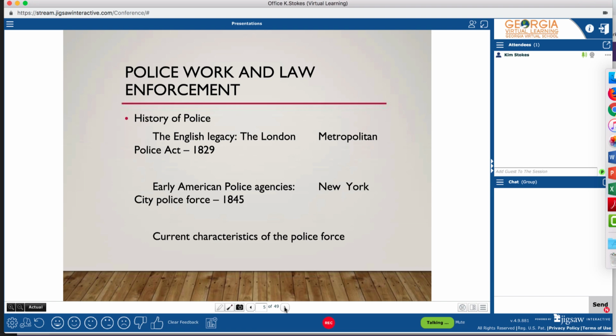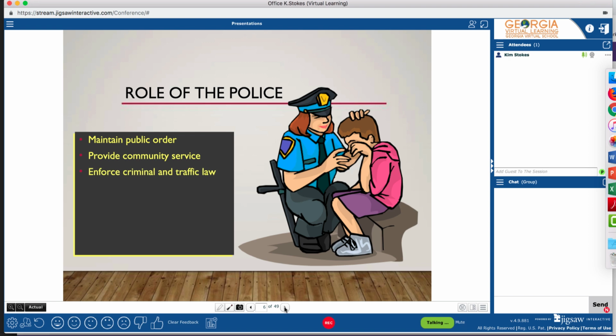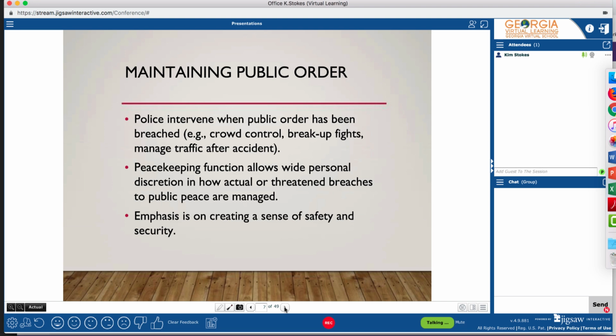So the characteristics of a police force. Well, the role of the police is to maintain order, provide community service, and enforce criminal and traffic law. When maintaining public order, the police intervene when this public order has been breached through crowd control. They can break up fights, protests, manage a traffic accident, manage the traffic after an accident.